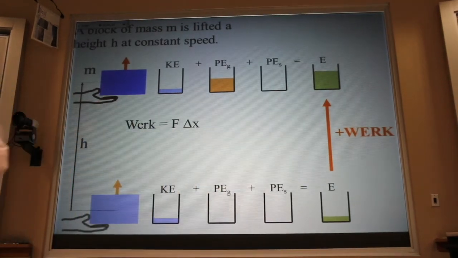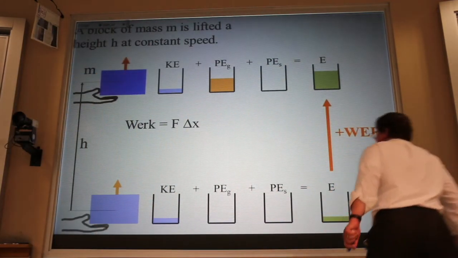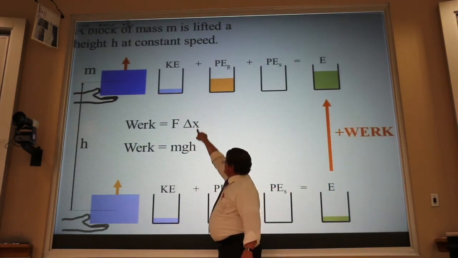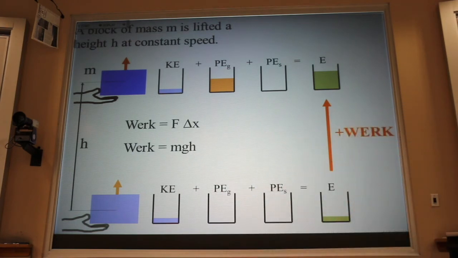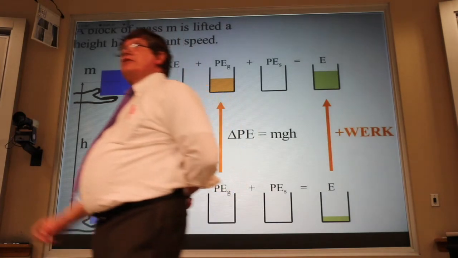What about the force by the hand? Does this hand have to push more than the weight, less than the weight, or equal to the weight to make it go up? Equal. It's going up at a constant velocity, zero acceleration. So the force by the hand is equal to the weight, which is mg, and the distance is h. What was done to fill up that bucket was mgh. And that's my formula for gravitational potential energy.